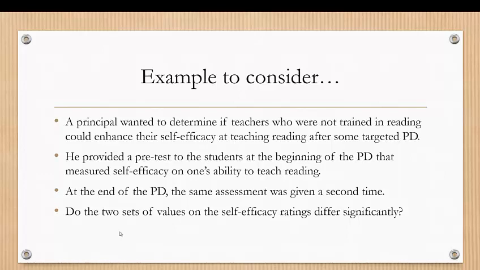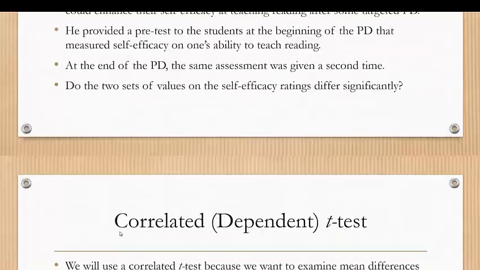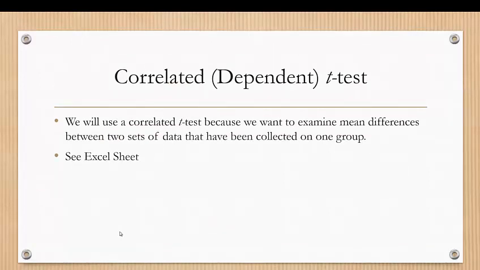Okay, so what we have here is one sample or one group, a group of teachers, and two assessments. We want to see if there's a significant difference. You can think of this as a pre-post test. If you're going to give a pre-post test in anything, then you would use the dependent t-test. We will use what's called a correlated t-test because we want to examine the mean differences between two sets of data that have been collected on one group.